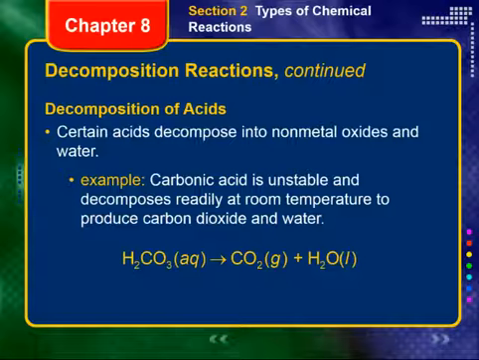Let's go to decomposition of acids. Decomposition, you guessed it, you're going to have one thing breaking up into 2. But we're just looking at an acid here. Certain acids decompose into nonmetal oxides in water. For example, carbonic acid is unstable and decomposes readily at room temperature to produce carbon dioxide and water. Notice we're breaking up that H2CO3 into CO2 and H2O. It's decomposing.